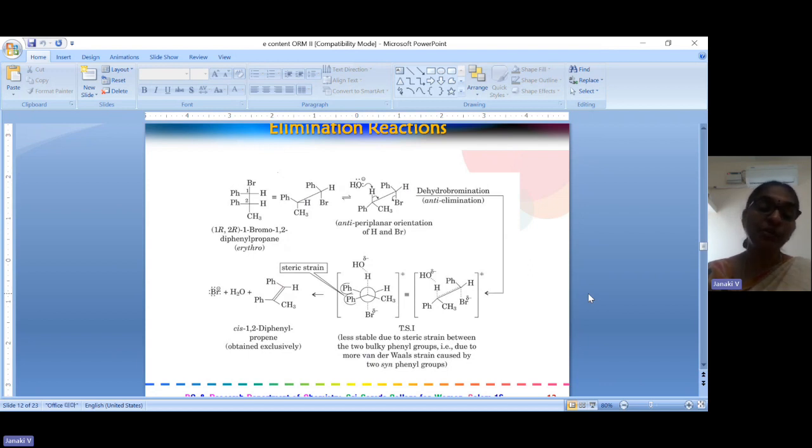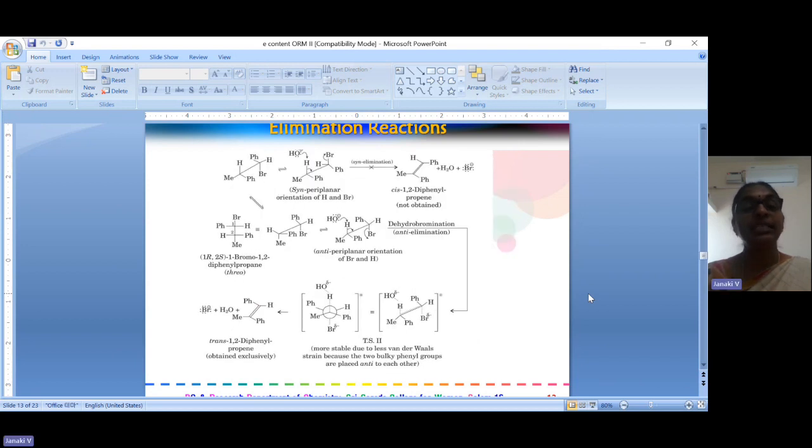So here the formation of the product is very slow. The product formed is cis-1,2-diphenylpropene, but the reaction occurs very slowly. Now let us see the case of the 3° form. The 3° form of 1-bromo-1,2-diphenylpropane does not undergo a syn-periplanar orientation and does not undergo a syn elimination. There is no product formation, as the cis product is not formed.